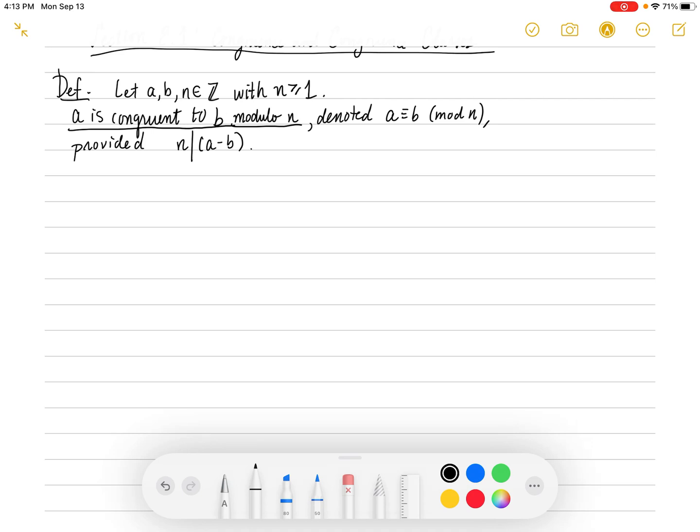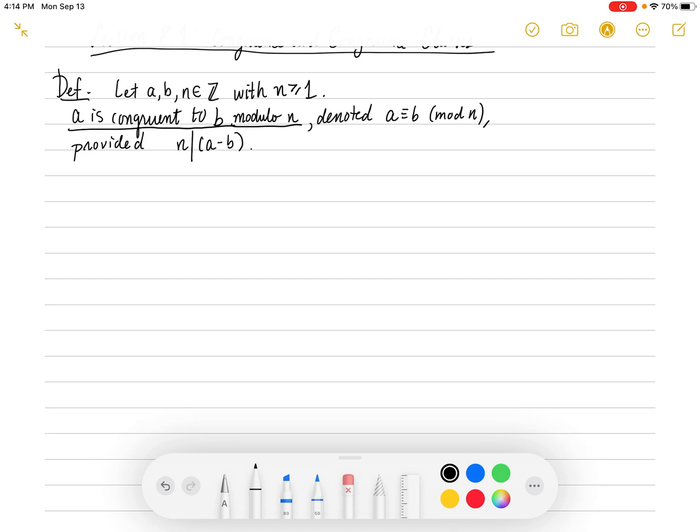What does a congruent to b mod n mean? So let's say you have three integers a, b, and n. And n is a positive integer, so n is greater than or equal to 1. We say that a is congruent to b modulo n, and the way we write that, we write a triple bar b mod n. That means a is congruent to b mod n, provided n divides the difference a minus b. So n divides a minus b.